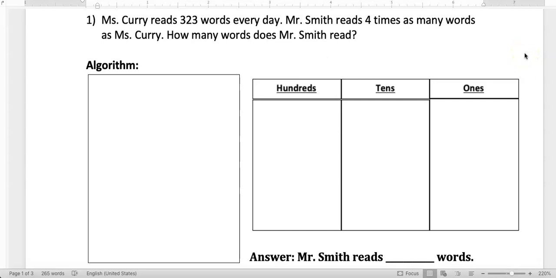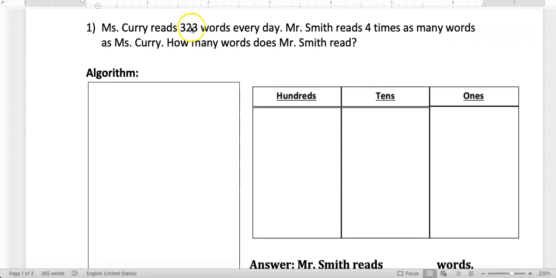Now in our guided practice, we're actually going to focus on multiplying with regrouping. Although we want to focus on using the algorithm for this first example of regrouping, I'm going to show you how to do it on the place value chart so you can visually see what's happening when we regroup. So I'm going to go ahead to my problem here and mark it up as needed.